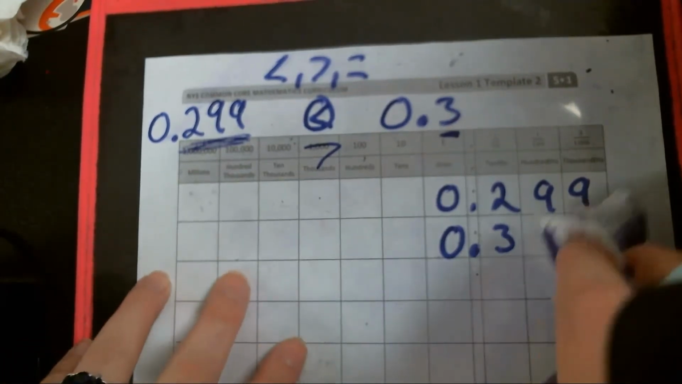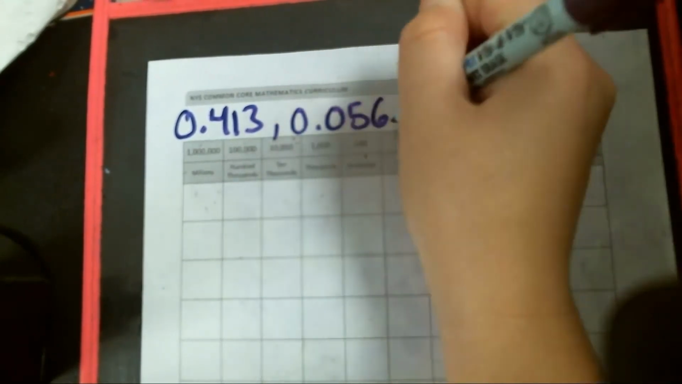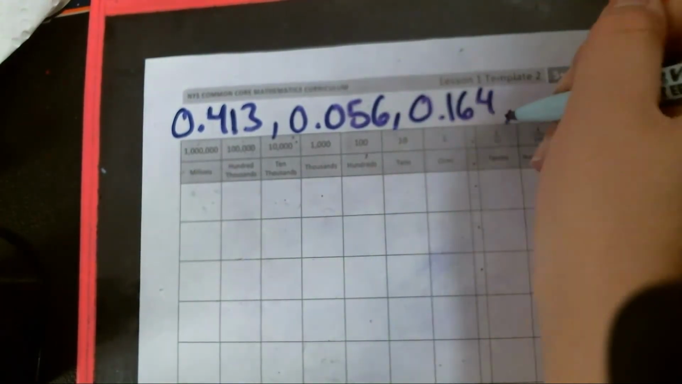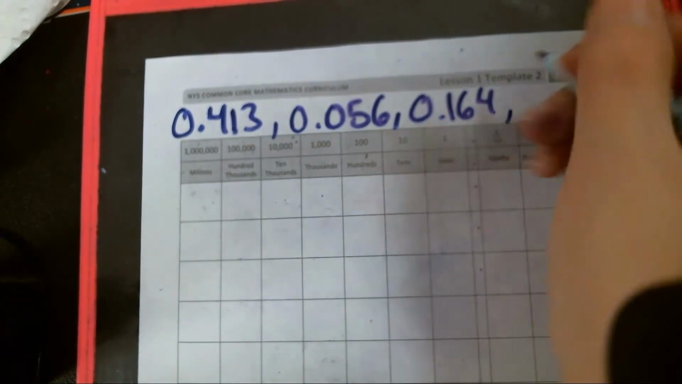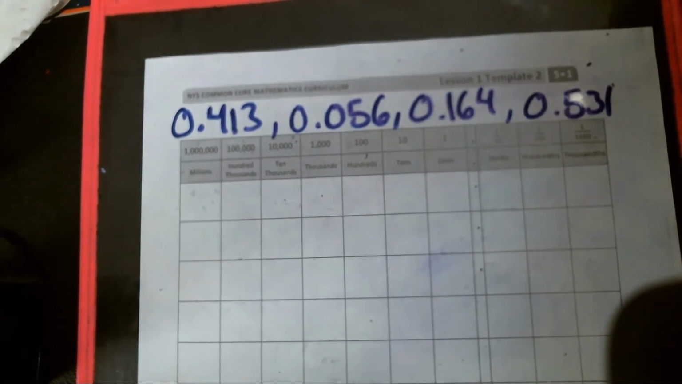And for this last type of problem, we are going to be comparing our numbers and then ordering them from least to greatest. So I'm going to write down our numbers here. We have 413 thousandths. We have 56 thousandths. We have 164 thousandths and 531 thousandths.